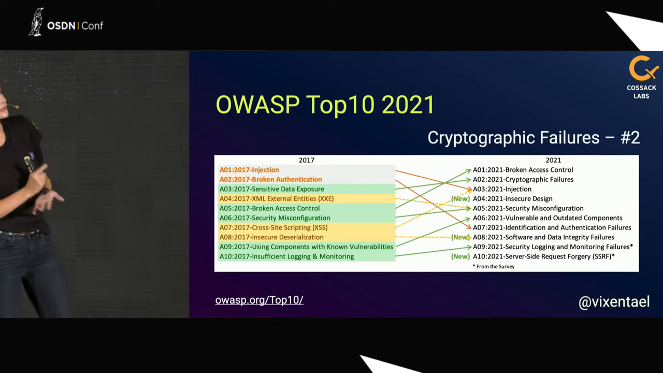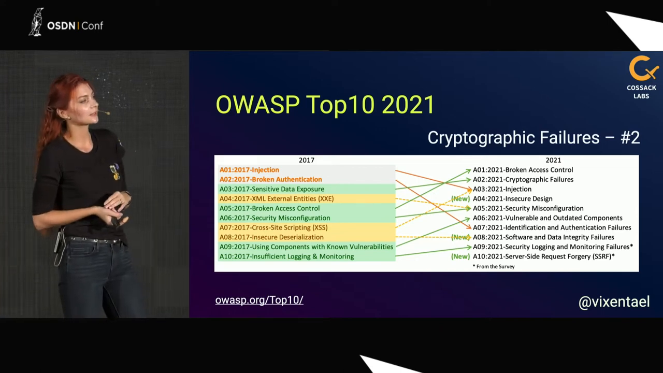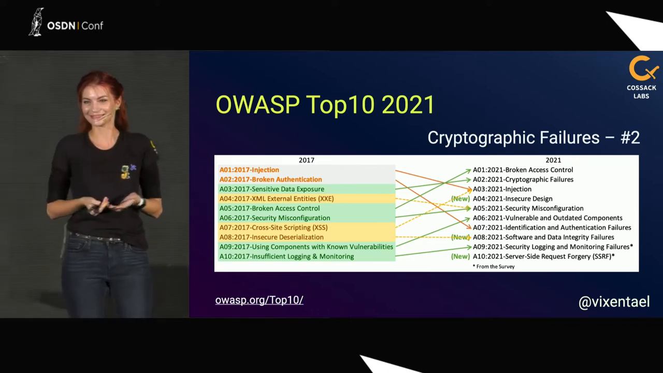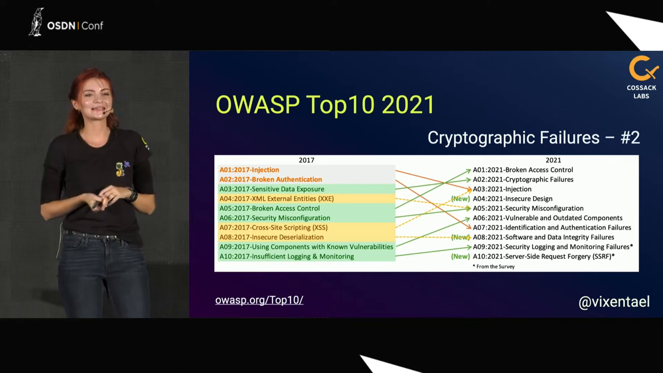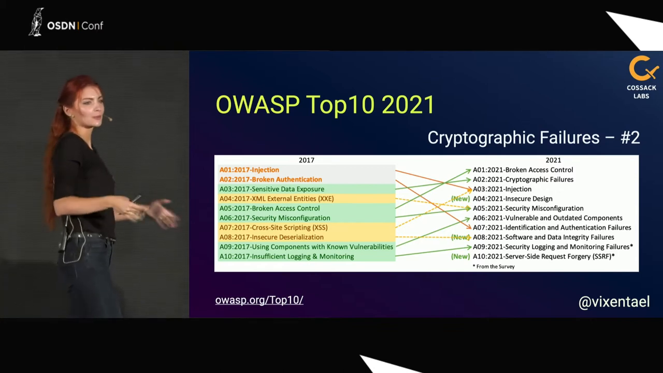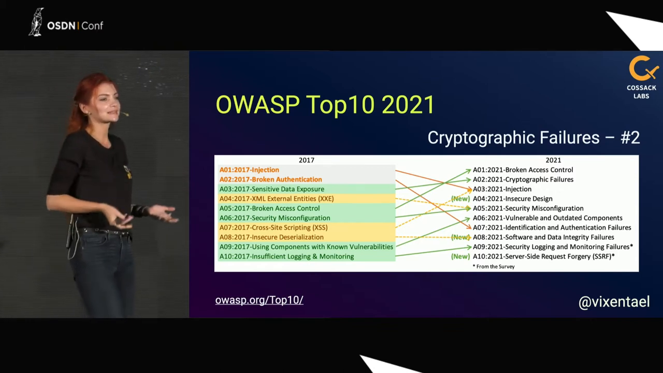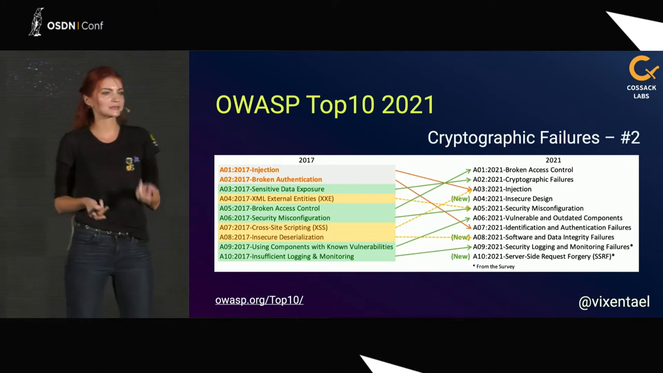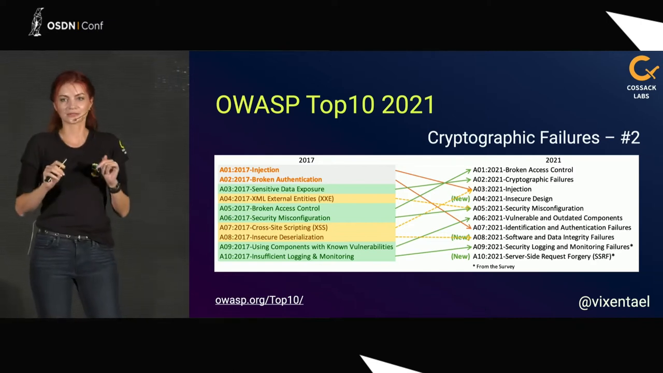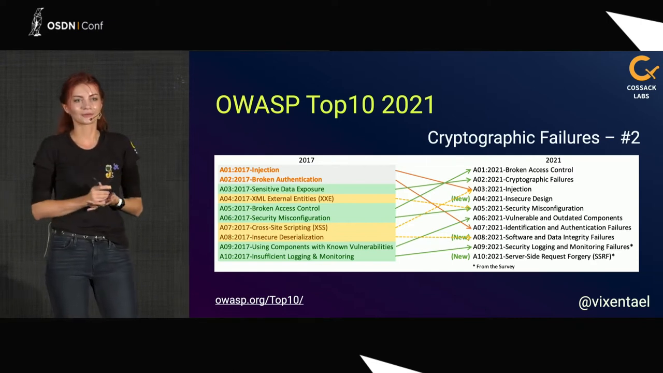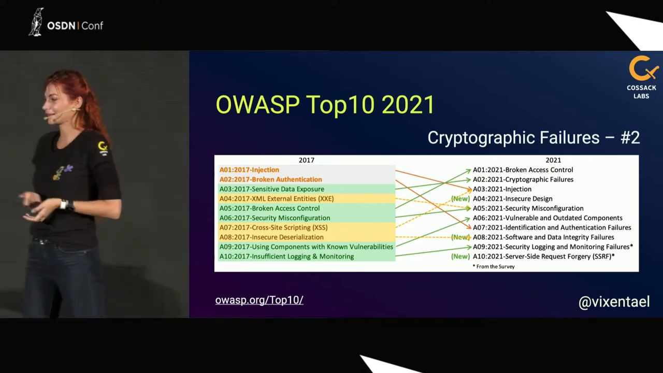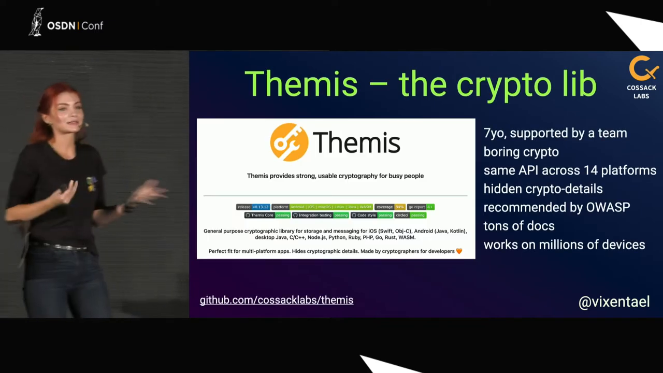Top 10 of popular mistakes, security risks that developers introduce in their software. OWASP just announced the new Top 10, 2021, and you can see there are some changes in categories. What is important for me here is number 2, cryptographic failures. This means that often the software we create doesn't use correct ciphers, doesn't encrypt all the data it should encrypt, or sometimes people even use Base64 as encryption. Yeah, in 2021, right?